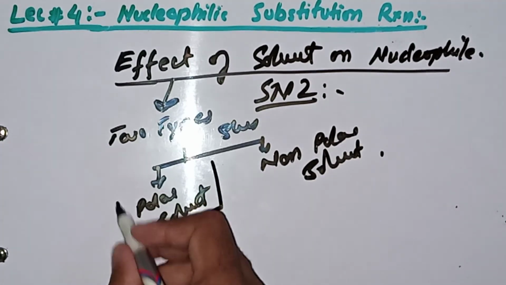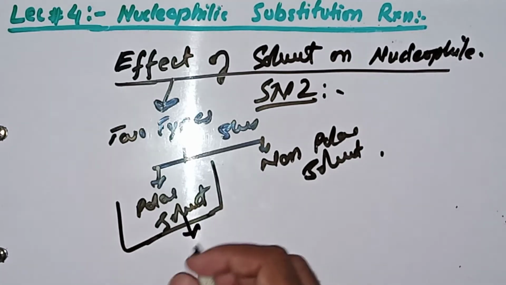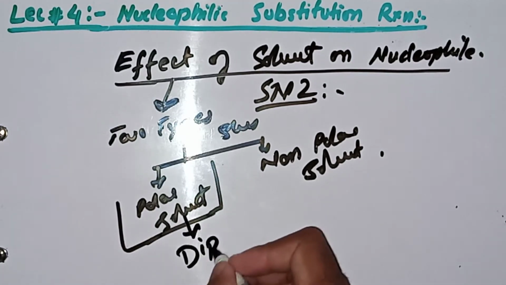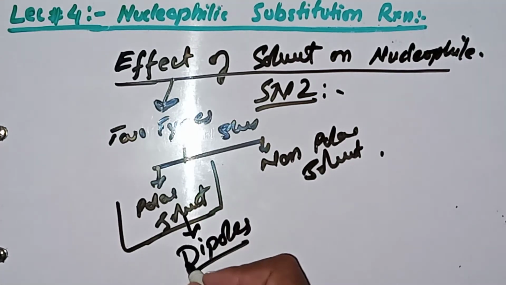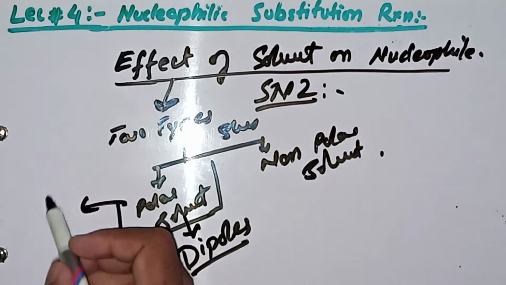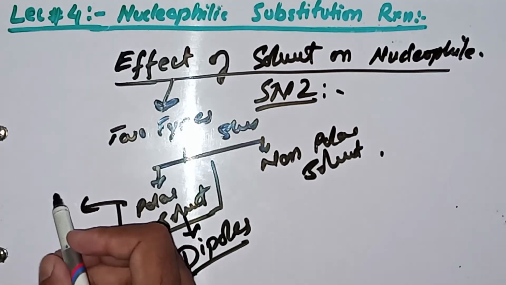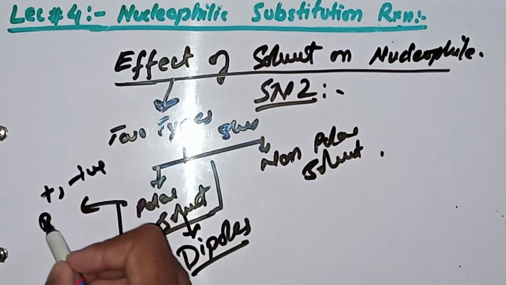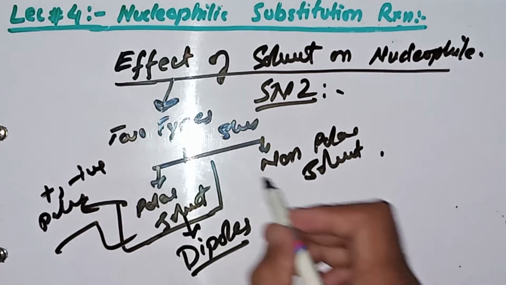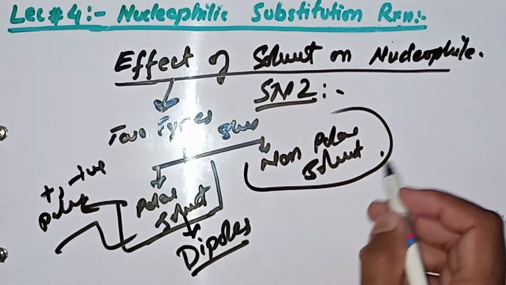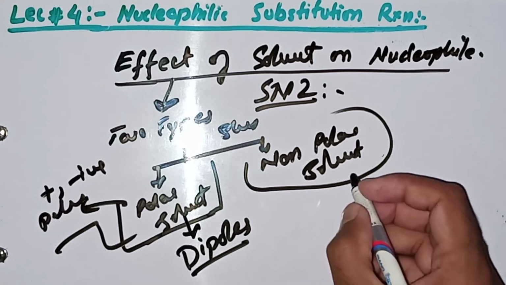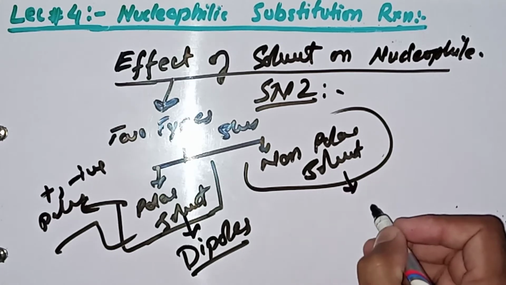Polar solvents are those solvents in which poles can be formed, in which two poles are present, which are dipoles. Dipole means two different poles are present, that is positive and negative pole, both poles present, and that will be called a polar solvent.